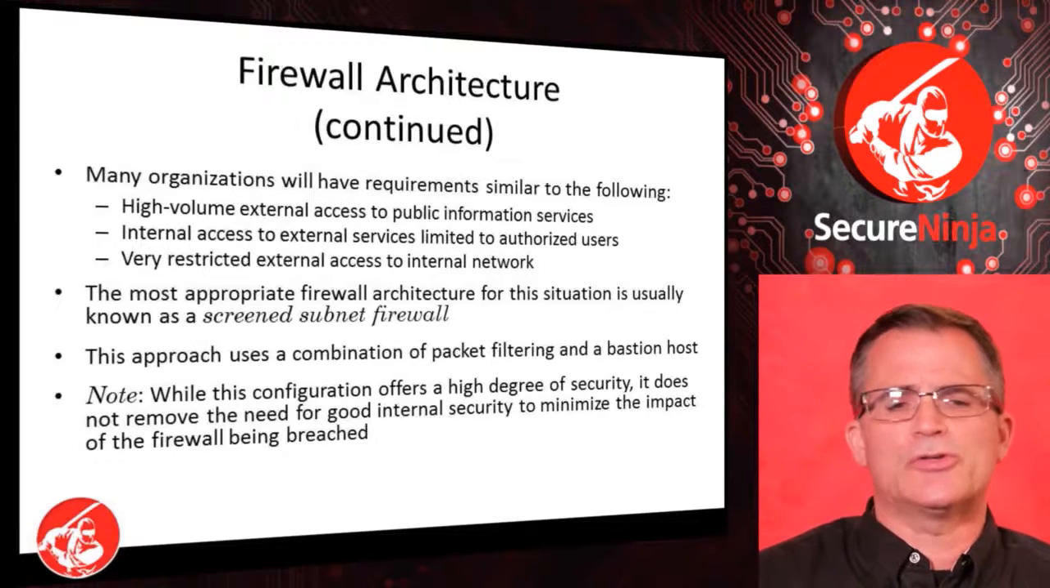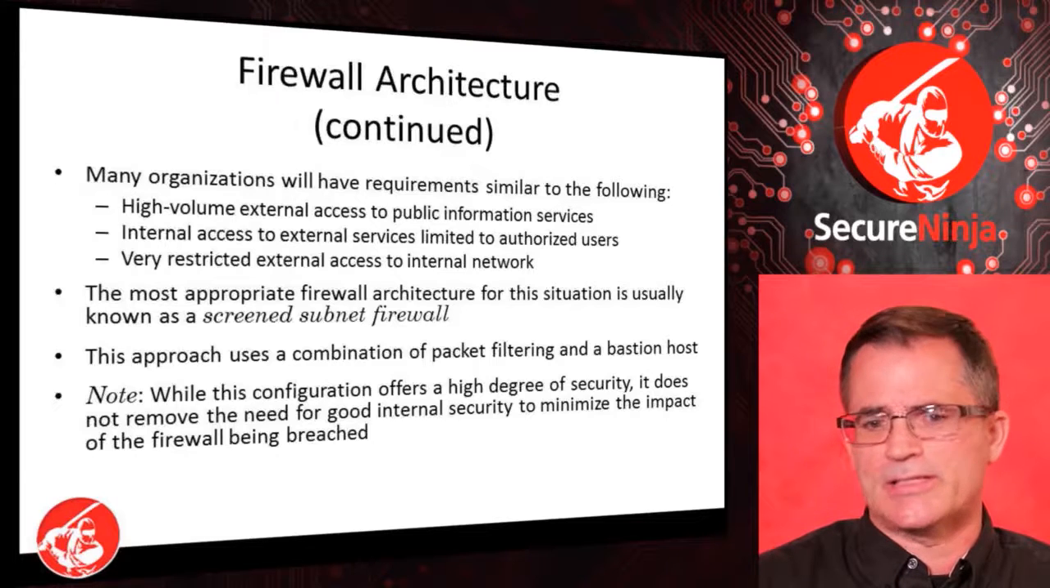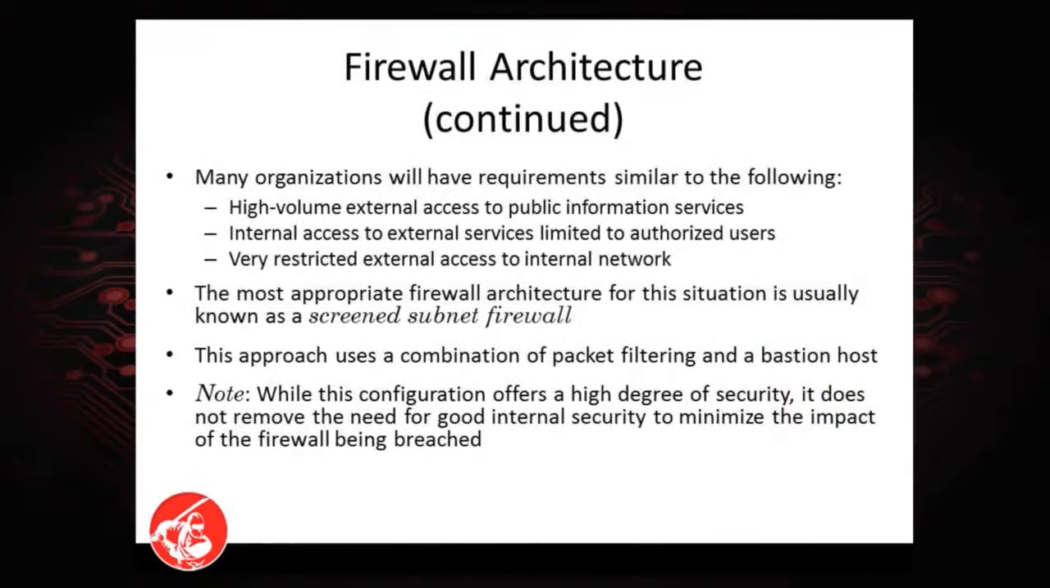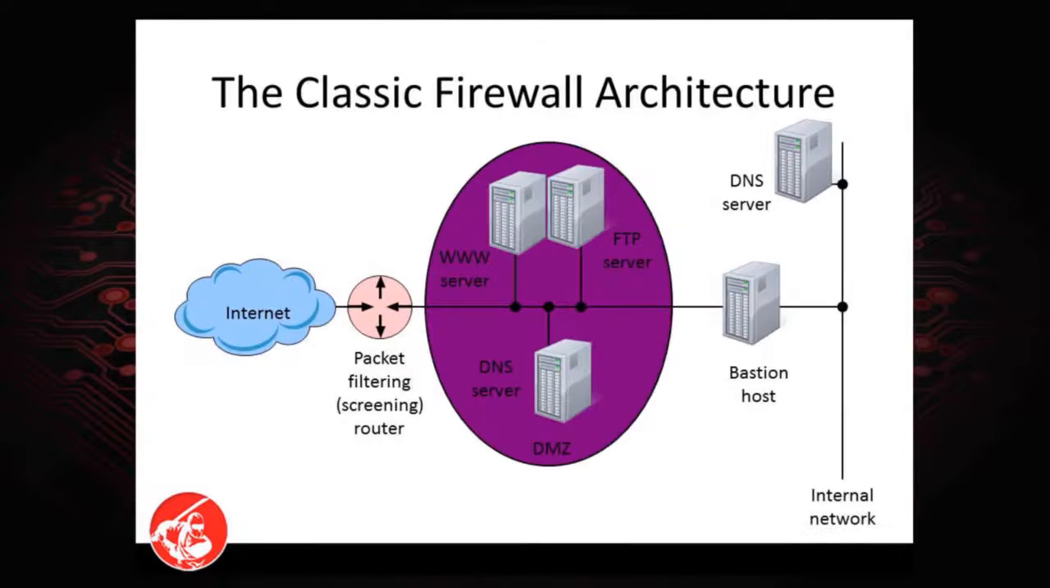So most organizations are looking at high volume, as we said, external access to public information services, internal access to external services, and very restricted external access to the internal network. The most appropriate firewall for this is called a screened subnet firewall. We use a combination of a packet filter and a Bastion host. Okay? And this is an example here of a classic firewall architecture. As you see here, we have our internet cloud, we have our packet filter and screening router, and we have our public DMZ. And then we have our Bastion host.